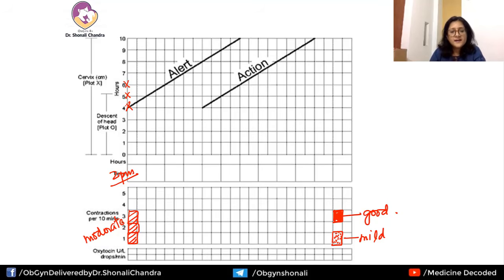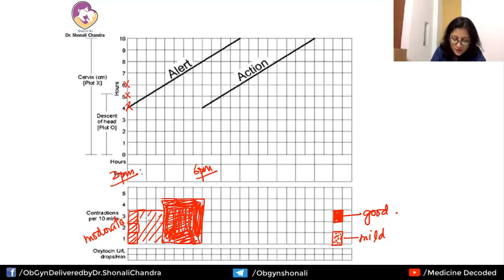Now, let's say we see that she progresses fine. She is getting moderate contractions here. She continues to get moderate contractions, and then her contractions become good in a while. So we have started shading the box completely. We are monitoring her half hourly for contractions, and we decide to do the next PV at, let's say, 6 p.m., 4 hours later.